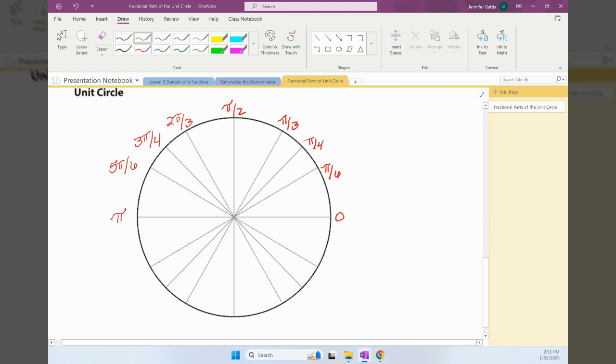So now we go 1/6 more. And remember that pi is the same thing as 6/6. So now this is 7/6. We did it again. Okay. And the next one, that's another pi over 4. This time, since remember our pi can be the same as 6 pi over 6 or 4 pi over 4, this next pi over 4 is 5 pi over 4.